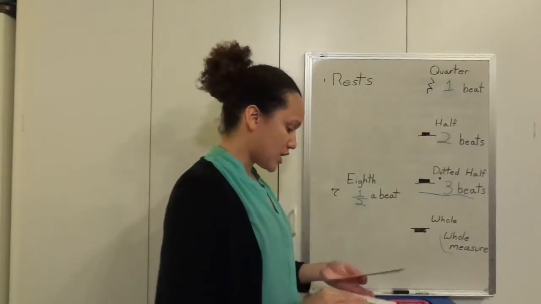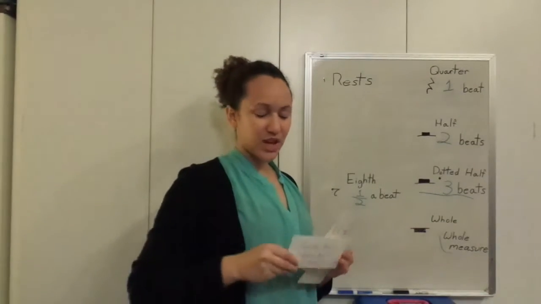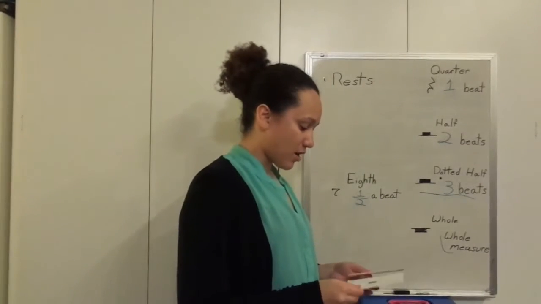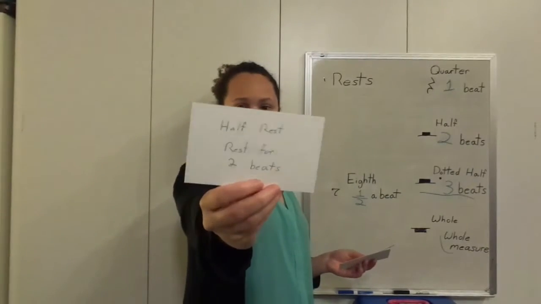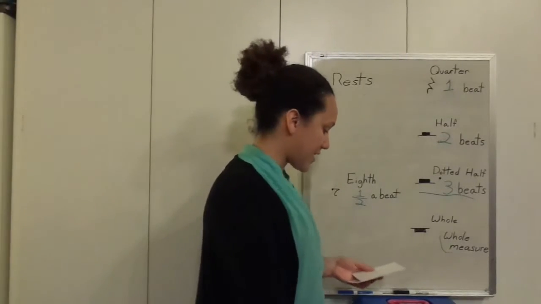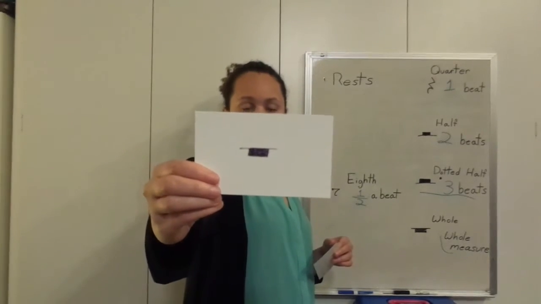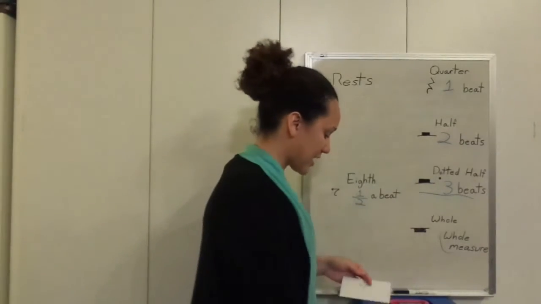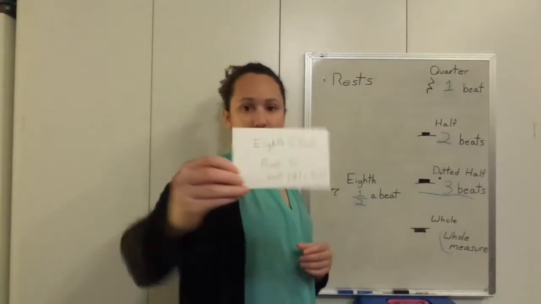The quarter rest, there we are. There's our quarter rest. And on the reverse side, quarter rest equals 1 beat. And then we have our half rest. It looks like a hat. And on the opposite side, the half rest gets 2 beats. And then our whole rest, it kind of looks like a hole that you fall into. Oops. And then on the other side, the entirety of the measure. And finally, our eighth rest, and that gets half a beat.